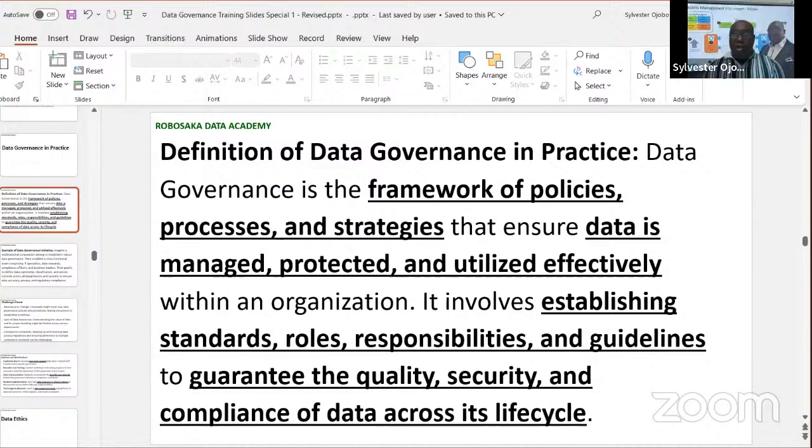Let me run through it again so that when you listen to it properly. By definition, data governance is the framework of policy, processes, and strategy that ensure data is managed and protected and utilized effectively within an organization. It involves establishing standards, rules, responsibilities, and guidelines to guarantee the quality, security, and compliance of data across its lifecycle.